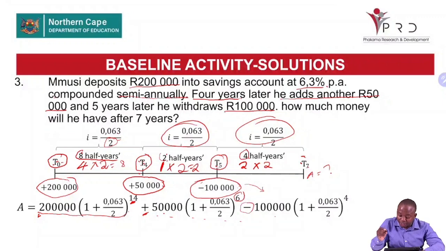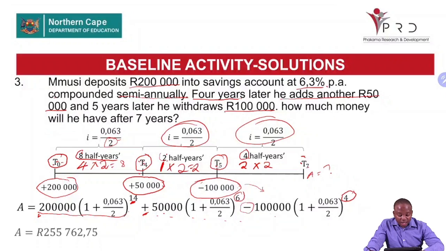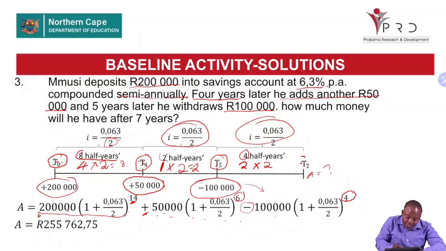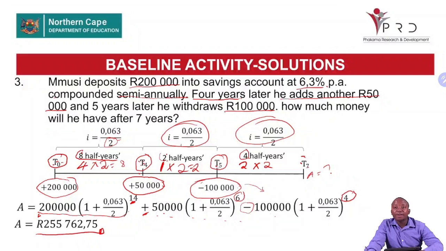So in this case, we are saying we're going to have 100,000 times (1 plus i), all raised to the power 4, because that 100,000 was supposed to gain an extra 4 periods, so we are removing it with the interest that it was supposed to gain. We press everything in our calculator. Then at the end of T7, or at the end of 7 years, Musi will have an amount of 255,762.75.